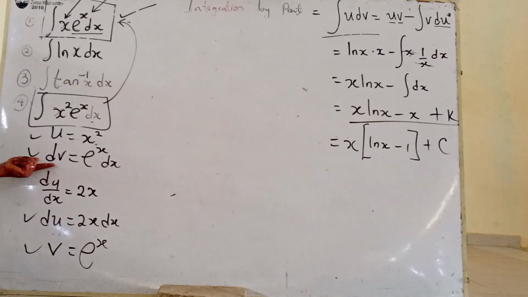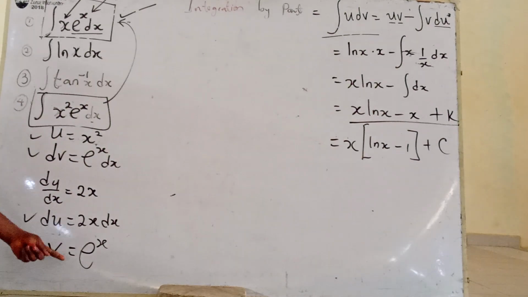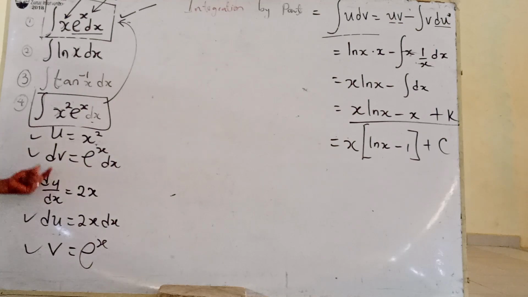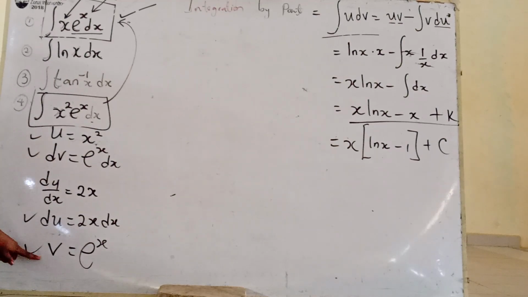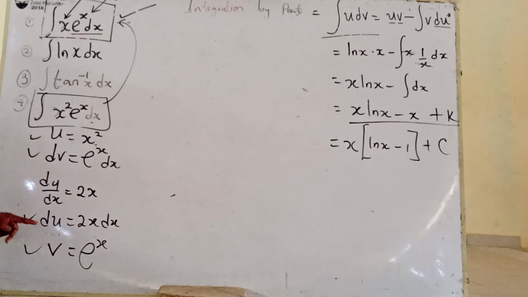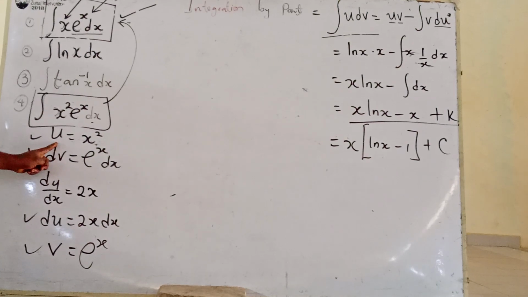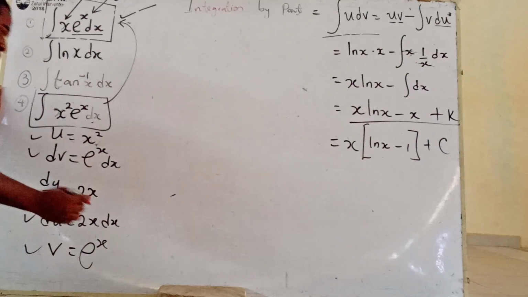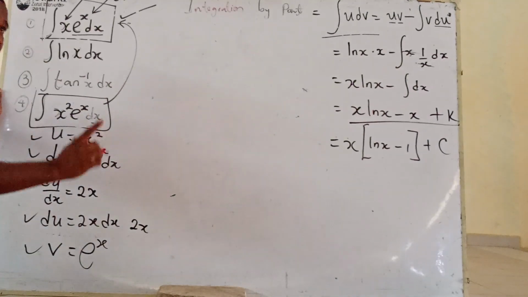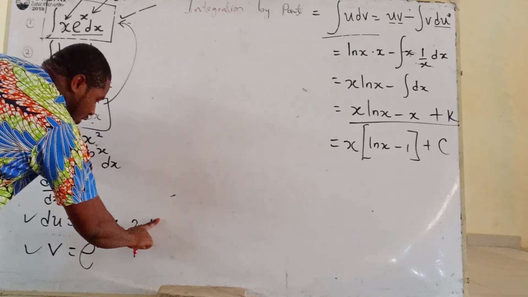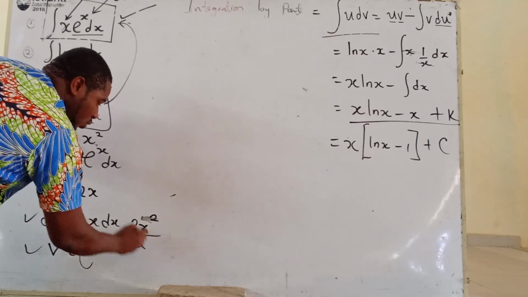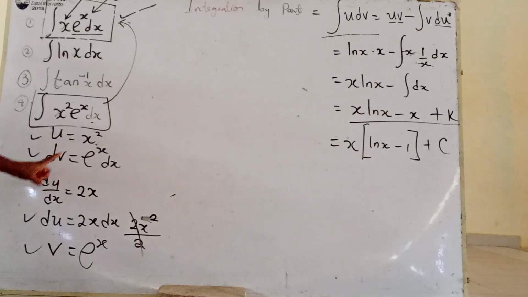Why? Because when you integrate the dv, you're going to get v. Similarly, if I should integrate this function, I am supposed to get u back. Is that what we say? Which is true, because we have 2x. If I integrate it, I have 1 plus 1, which is what? 2, divided by what? 2. Can't you see? So I'm going to get u back.